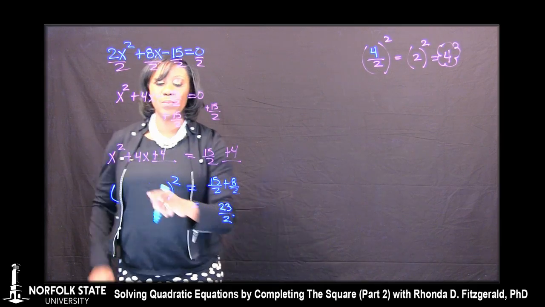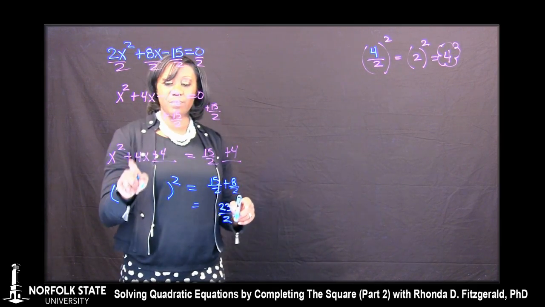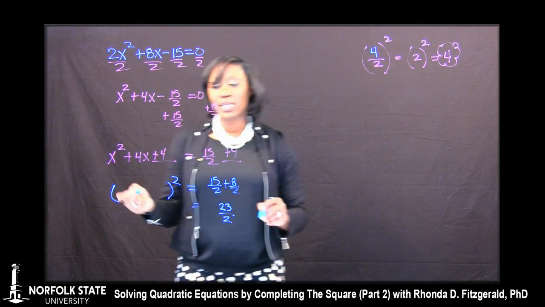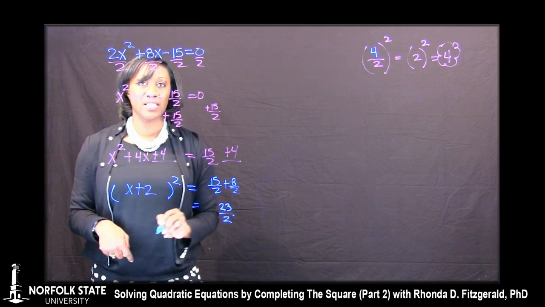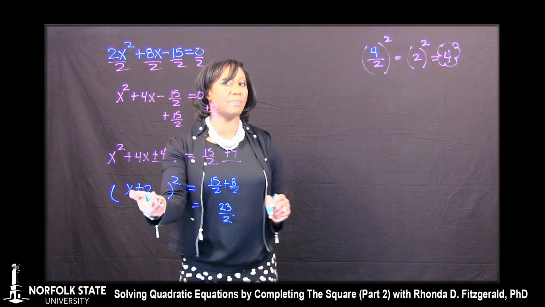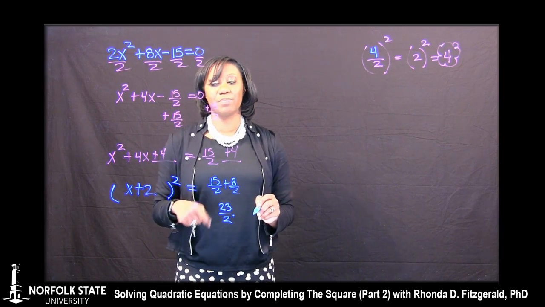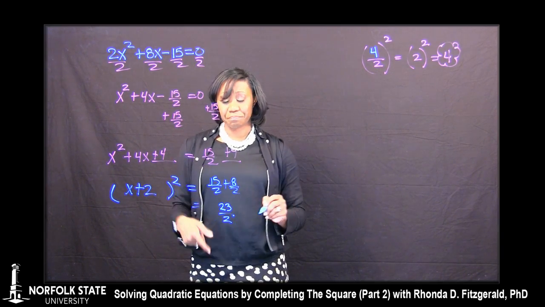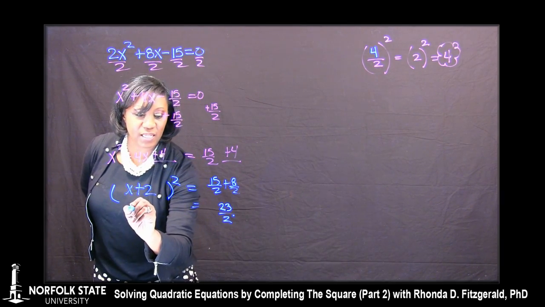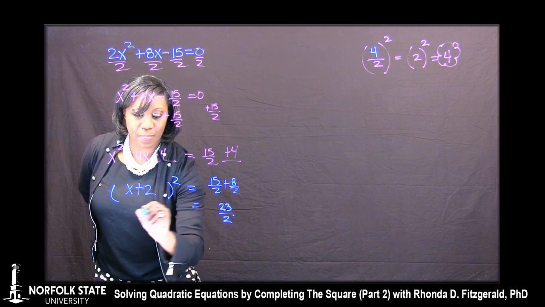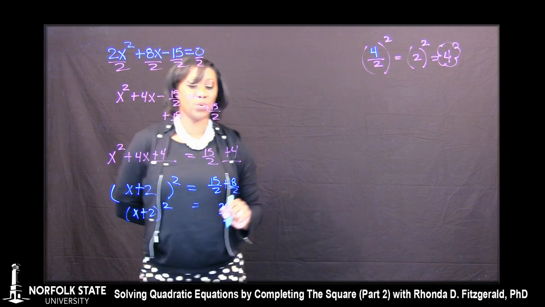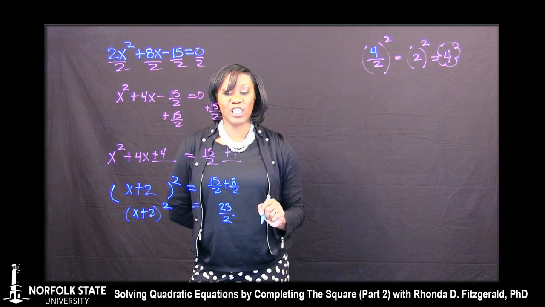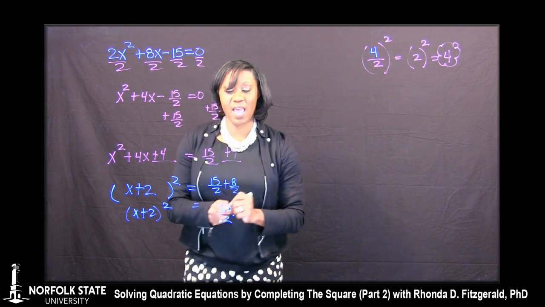So now what do we have here? X squared plus 4x plus 4 really is simply the quantity x plus 2 squared. If I were to take x plus 2 and multiply by x plus 2, you get x squared plus 4x plus 4. So once again, let's write it down here. We have our equation: x plus 2 quantity squared equals 23 over 2. So now let's go on and solve this.